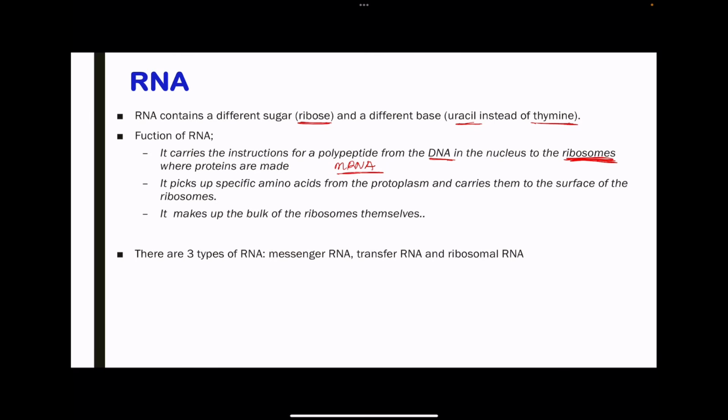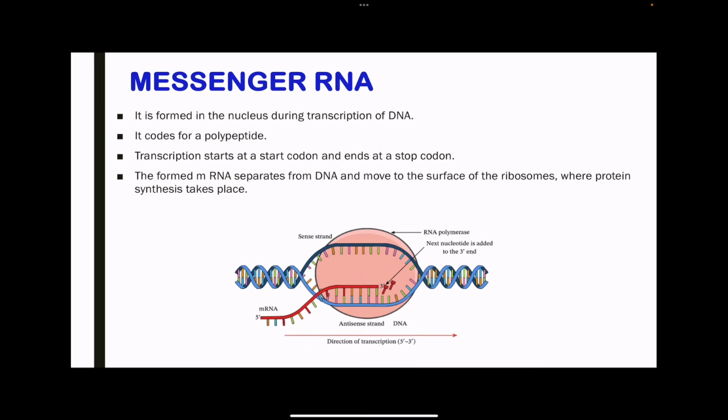Also, RNA picks up specific amino acids from the protoplasm and carries them to the surface of the ribosome. This type of RNA is the transfer RNA. So we have seen the messenger RNA, now the transfer RNA. And then RNA makes up the bulk of ribosomes. This is what we call ribosomal RNA, meaning it makes up the ribosomes. Actually, ribosomes are ribosomal RNA as well as protein mixed together. Here, I say it again, we have messenger RNA, we have transfer RNA, and ribosomal RNA, as we're going to see each of them in detail.